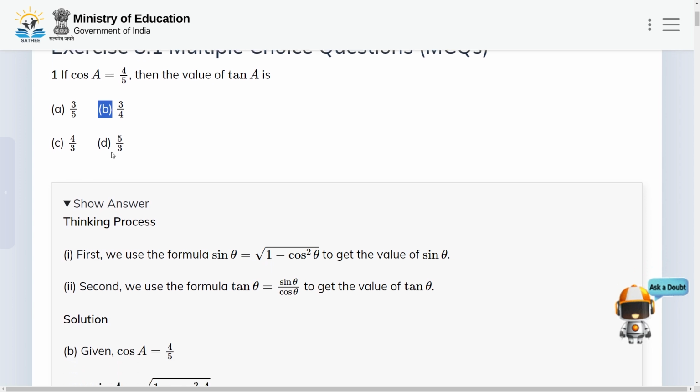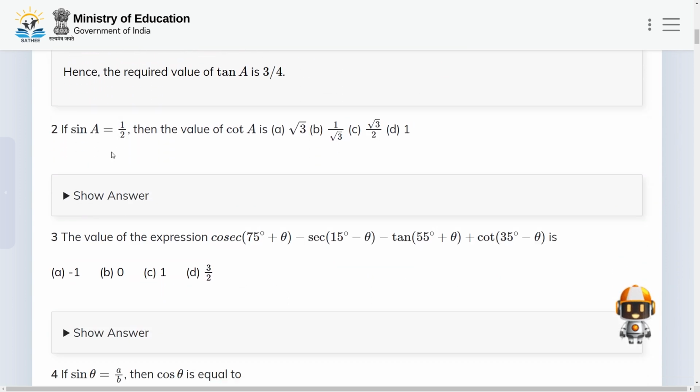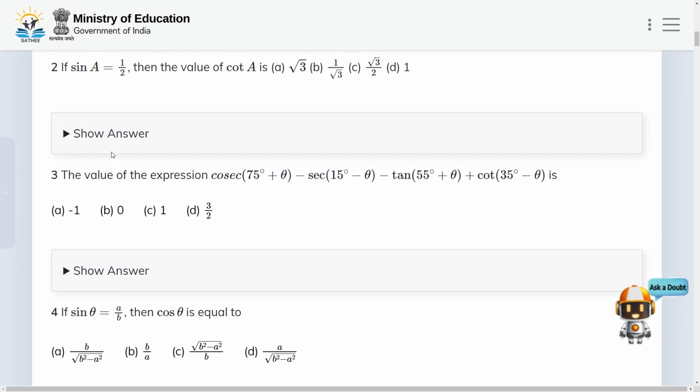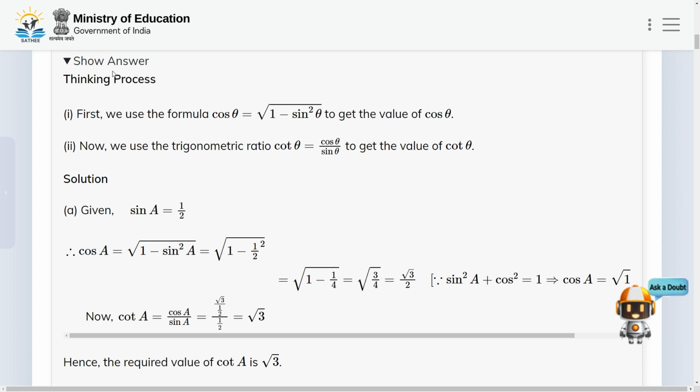In the next question, we have: if sin A is equal to half, then the value of cot A is what? First of all, let us see which formula we will use here. First we use the formula cos theta equal to square root of 1 minus sin square theta to get the value of cos theta. And now we use the trigonometric ratio cot theta equal to cos theta by sin theta to get the value of cot theta.